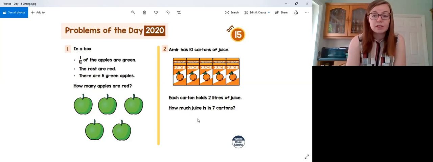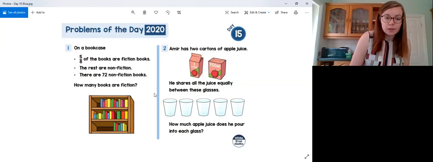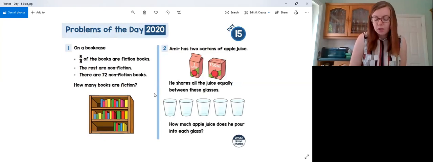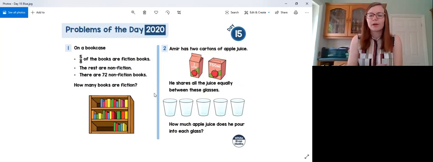So let's move straight on to the blue questions from day 15. Okay, so this time question 1 says that on a bookcase, 5/8 of the books are fiction books, the rest are non-fiction, and there are 72 non-fiction books. So how many books are fiction? Again, I want you to have a go at drawing this out visually, using that bar and labelling it in the right place with the information from the question.